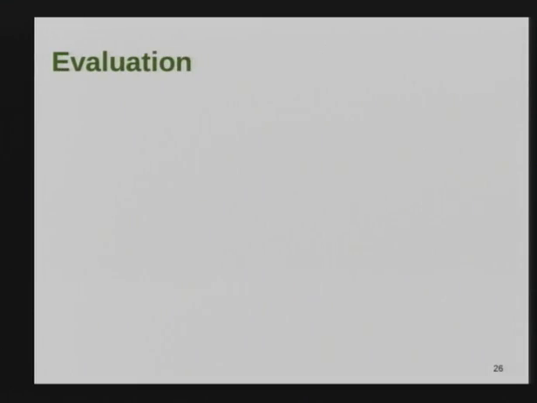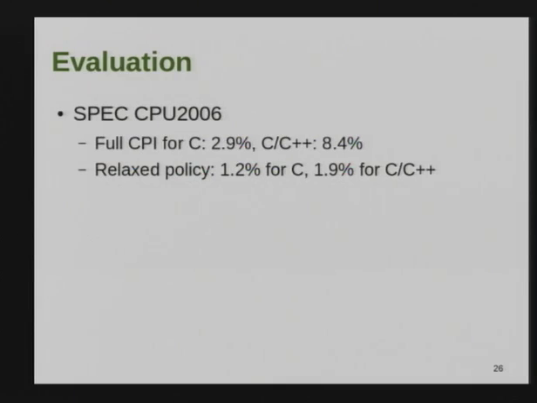If we do a quick evaluation of our approach, we run it on SPEC CPU, and for full code pointer integrity, for C applications, we get around 3% overhead, and if you look at the C and C++ benchmarks, we get around 8.4% overhead, which is well within the allowed overhead for these defense mechanisms.